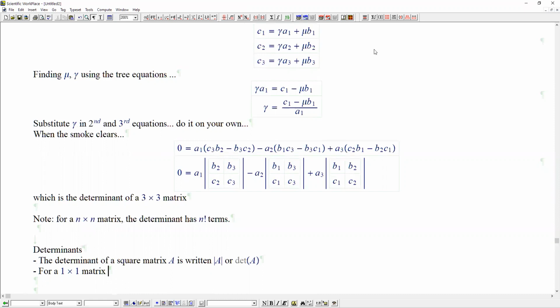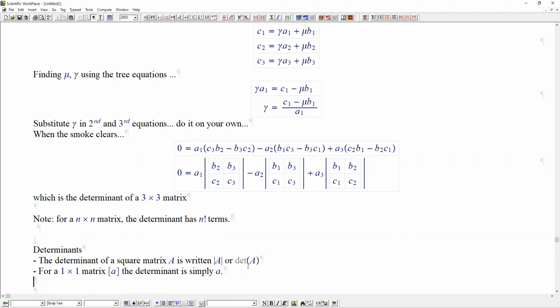So yeah, for a 1 by 1 matrix, let's say that the matrix is A, for instance, which is just a scalar, then the determinant is simply A. So a 1-by-1 matrix, if there's a single element, then the determinant is that element, that's it.